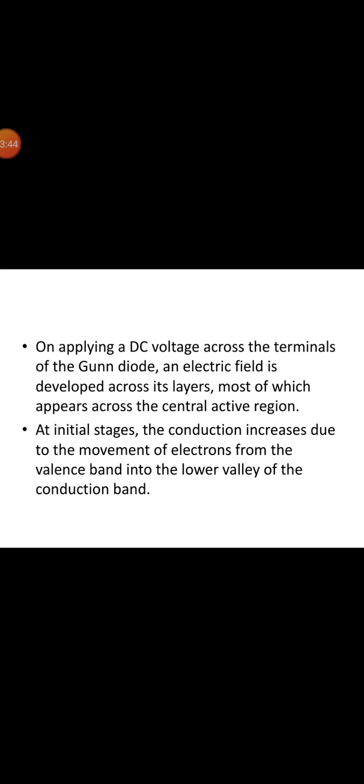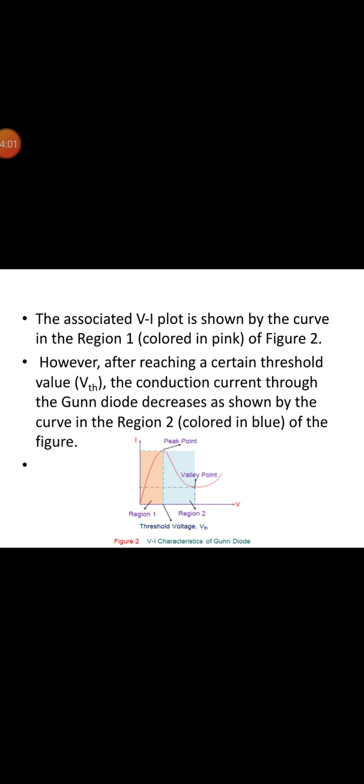So on applying a DC voltage across the terminals of the Gunn diode, an electric field will be developed across its layers, most of which appears across the central active region. At initial stages, the conduction increases due to the movement of the electrons from the valence band into the lower valley of the conduction band. So the associated VI characteristic is shown in this figure.